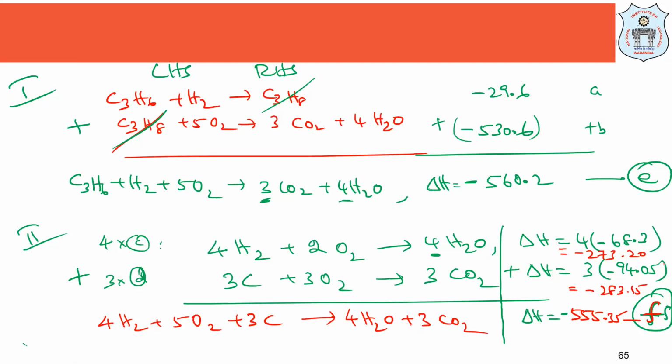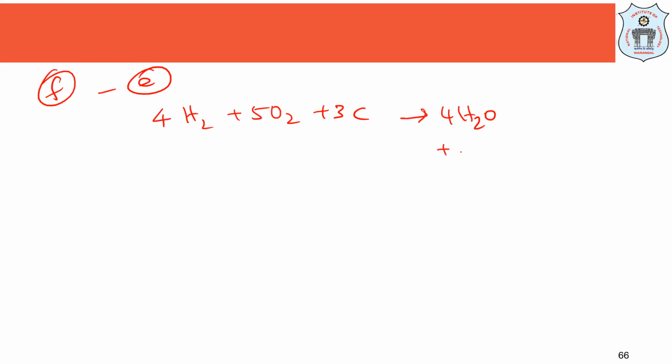Now, F minus E gives us the final expression I told you, right? Yes, F minus E gives me the final expression. So what is F? I am writing it again for the sake of the next slide. You can continue writing there. F: 4H2 plus 5 oxygen plus 3 carbon giving 4H2O plus 3CO2, with delta H value of minus 555.35 kilocalories. This is the F equation, and what is our E equation?